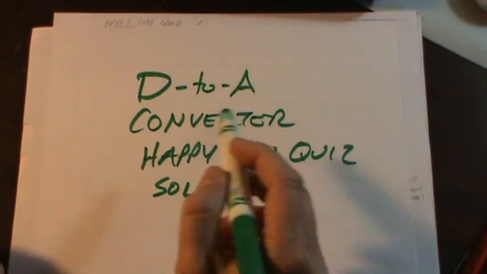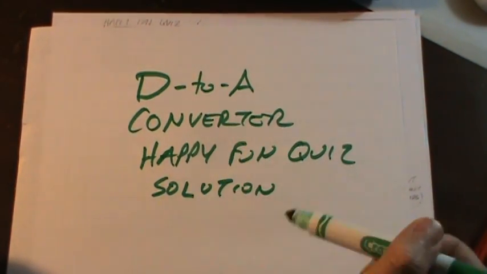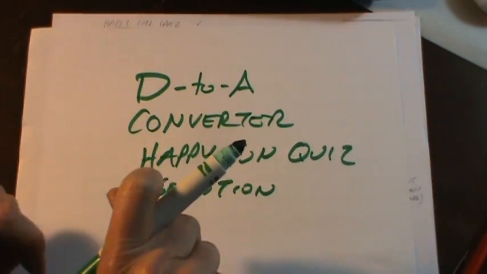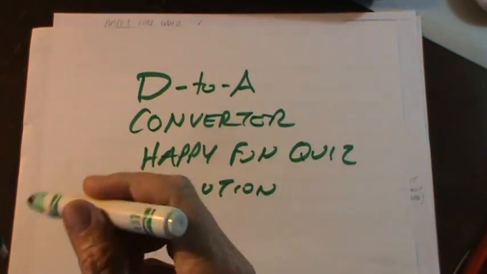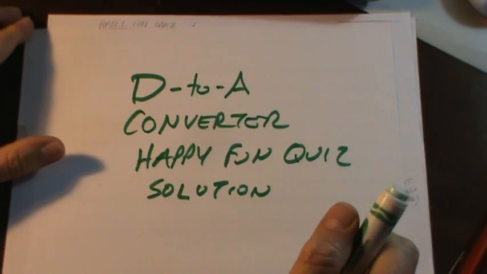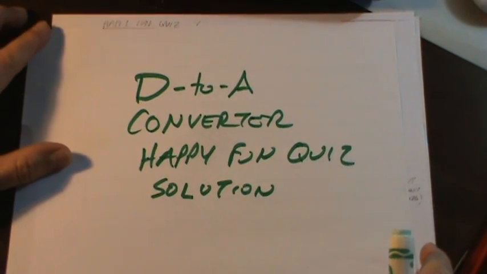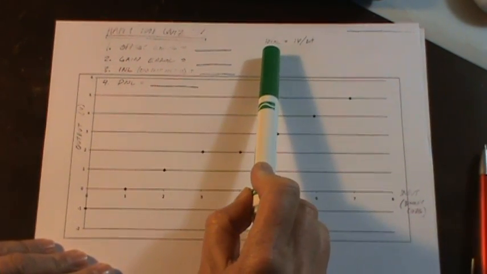Okay, I'm going to go over that D to A converter happy fun quiz, and hopefully we can work through that and see how I expected you to get some of those answers pretty quick. Okay, so hopefully you can see the dots on here, and the information I gave you was that an ideal transfer function, input to output, would give you 1 volt per bit.